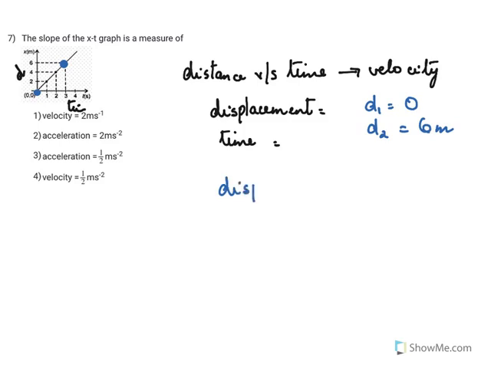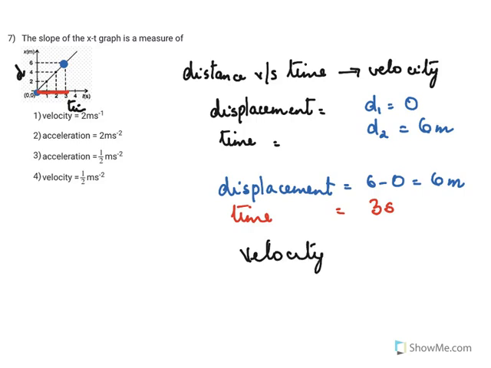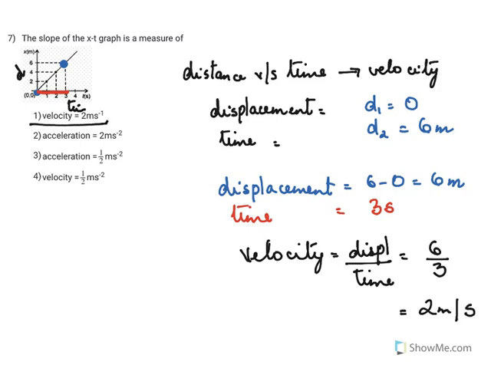So the displacement of the body will be 6 minus 0, that is 6 meter. Now this has happened in a time of 3 seconds. So time equal to 3 seconds. So the velocity will be displacement over time. Displacement 6 over 3, which is 2 meter per second. So this is your right option, 2 meter per second.